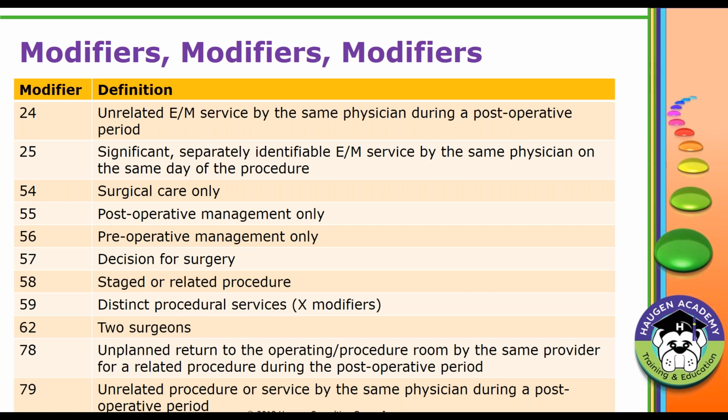And then we have 78. That's for an unplanned return to the operating room by that same surgeon. And it's for a procedure that's related, and it's during the post-op period. And then 79 is for an unrelated procedure by the same surgeon during the global period. So there's definitely more modifiers. These are just probably the most common ones that are used during the post-op period or with surgery.